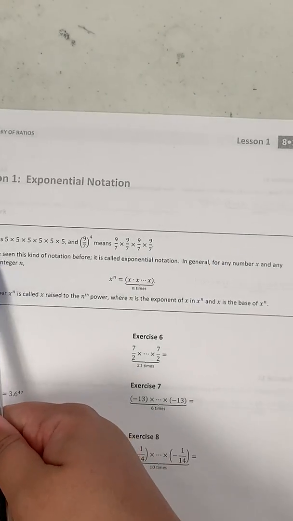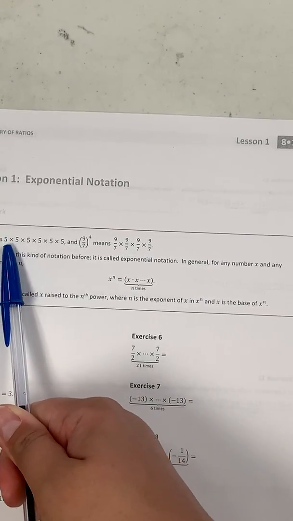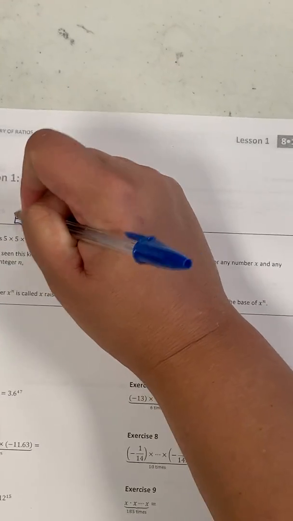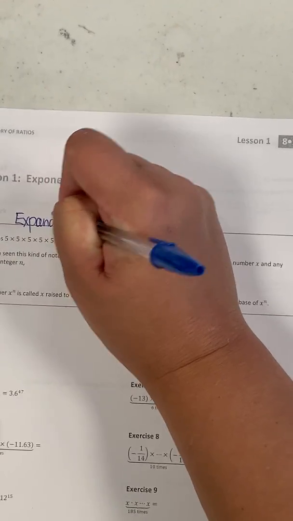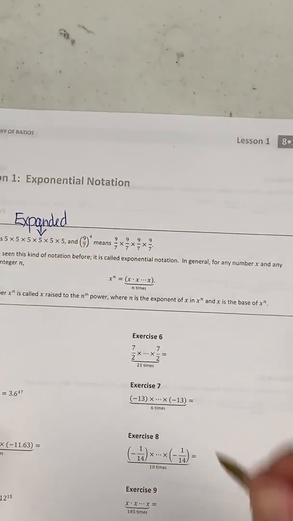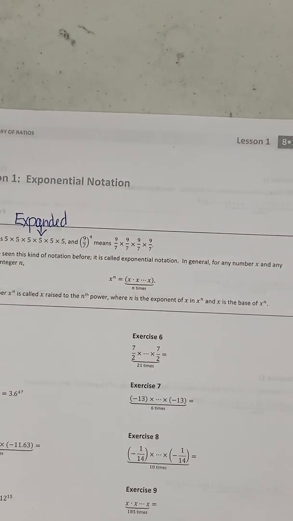So look at the first box. It says 5 to the 6 means, and they expand it. So you might want to write that this is expanded notation right here. If they ever ask you to expand it, that's what they mean. I always think of it like a stretch.